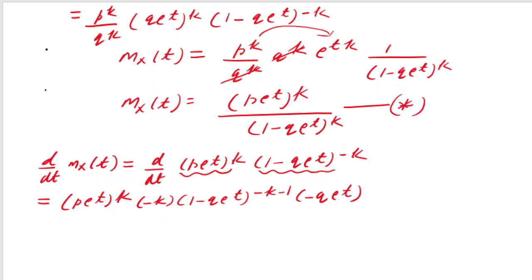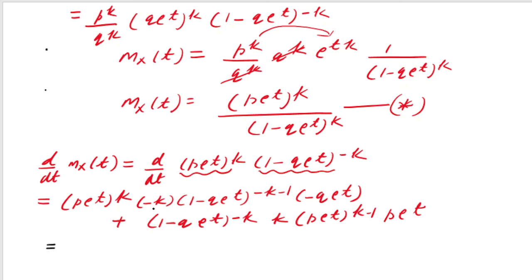So plus the second term, that is (1 minus q e to the power t) to the power minus k, right? And then the derivative of this, so k (p e to the power t) to the power k minus 1, and then again we have to differentiate the inside, so I will get p e to the power t. So you just collect the terms now. I am writing it differently so that it does not look complicated.